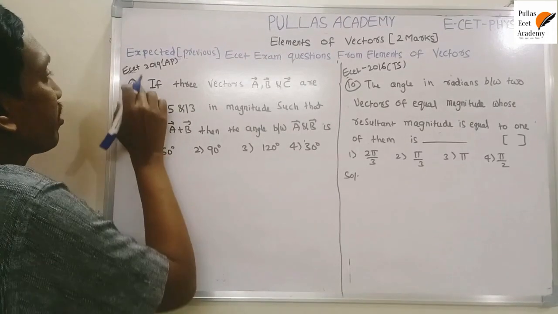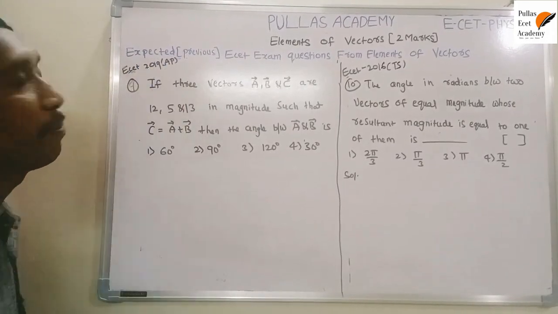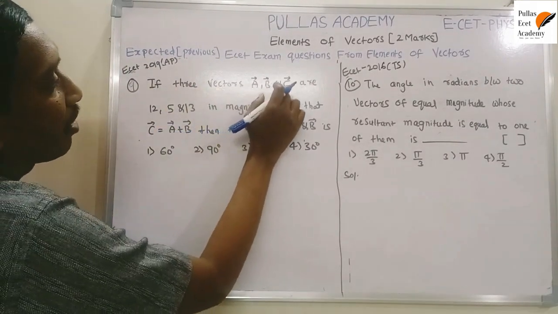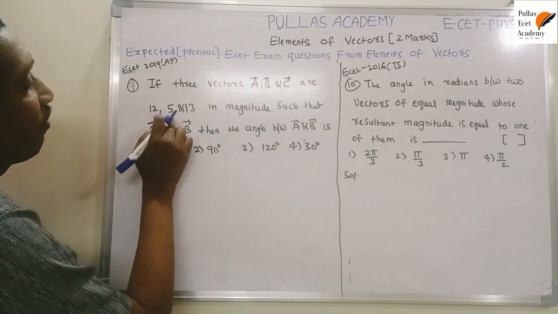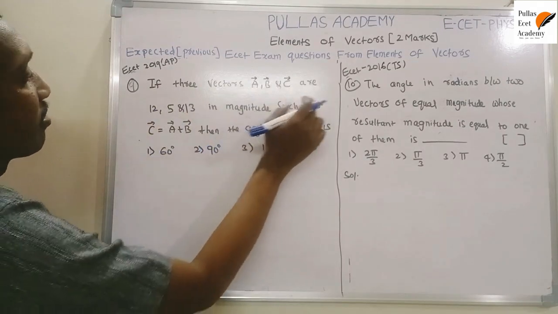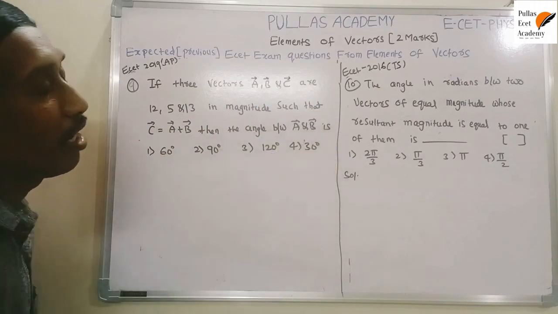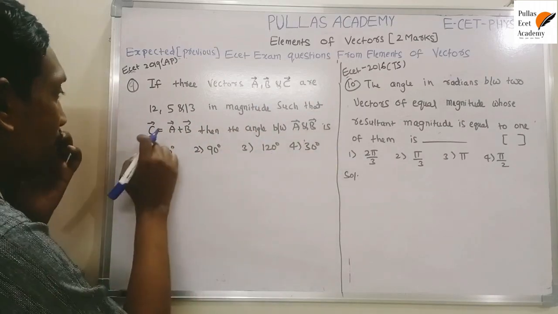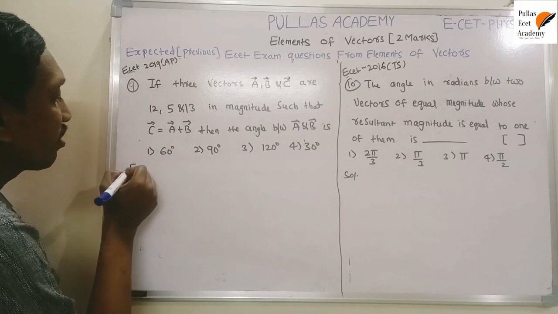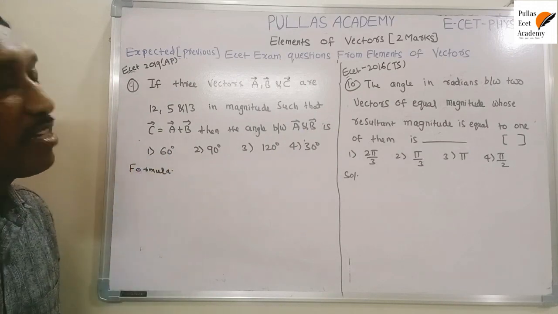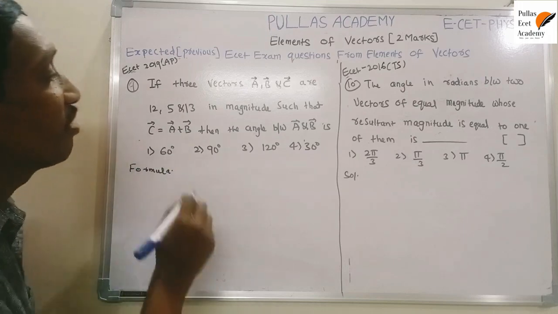The next question was repeated in the EAMCET 2019 AP paper. The question is: if three vectors A bar, B bar and C bar are 12, 5 and 13 in magnitude such that C bar is equal to A bar plus B bar, then what is the angle between the A bar and B bar vectors? C bar equals A bar plus B bar means R bar is equal to P bar plus Q bar. That means we get it based on the parallelogram law of vectors.